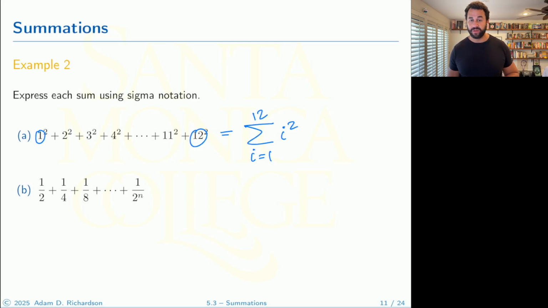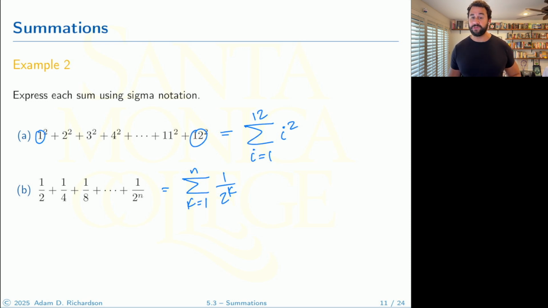This one should also look familiar. I know we saw this back in section 5.1. This looks like 1 over powers of 2. So maybe I'll write it like this. I'll use a different index variable this time. Maybe I'll use k. And k is going to start at 1. It's going to go all the way up to n. And we're going to have 1 over 2 to the k.